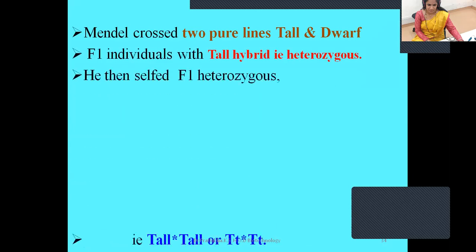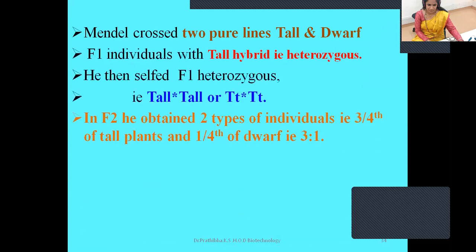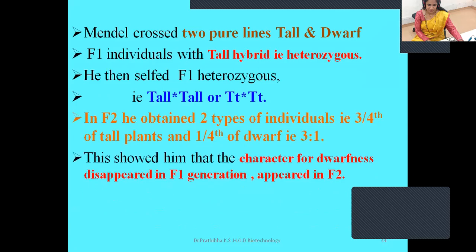Okay, you already understood this one. Mendel crossed two pure lines, that is tall and dwarf, where F1 individuals were tall hybrids, heterozygous, right?